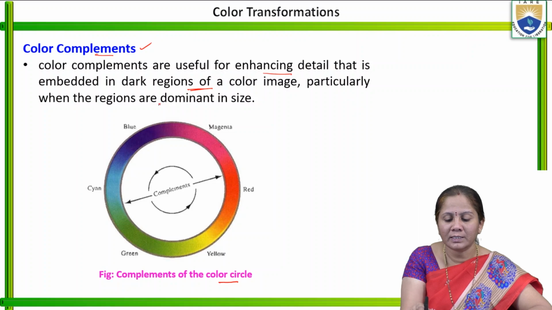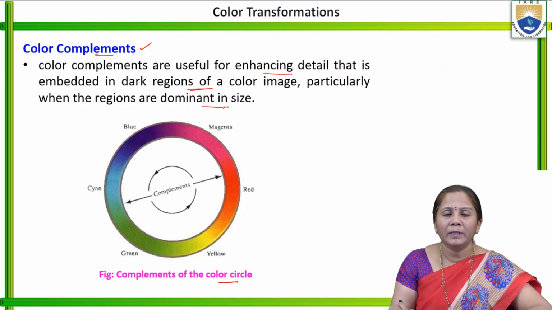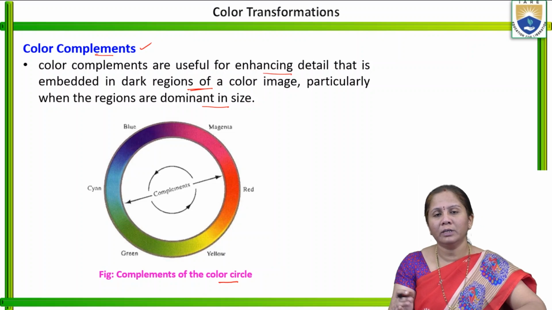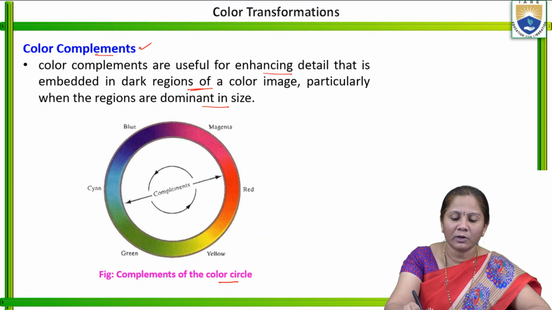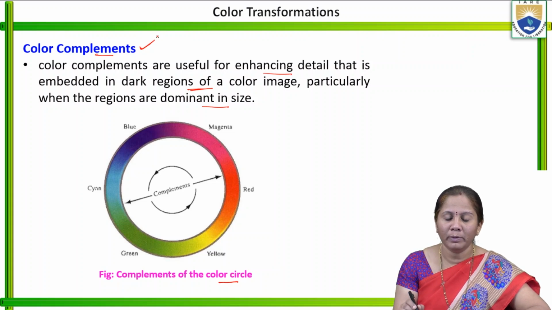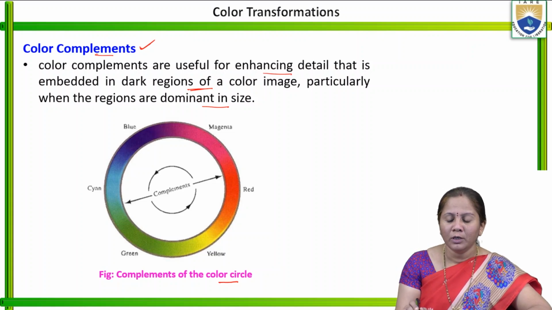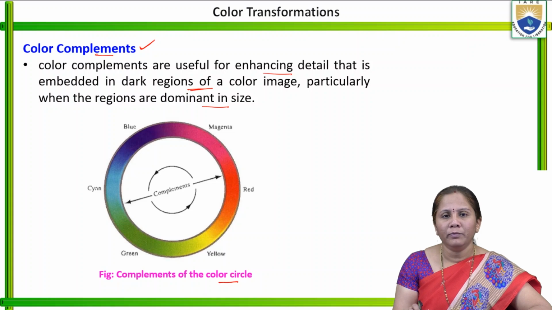Particularly in regions where the images are dominant in size, we cannot clearly observe all the regions in the image. In order to extract the information that is embedded in the dark regions of the image, this particular color complement can be applied. So this color complement we are going to use based on this color circle.